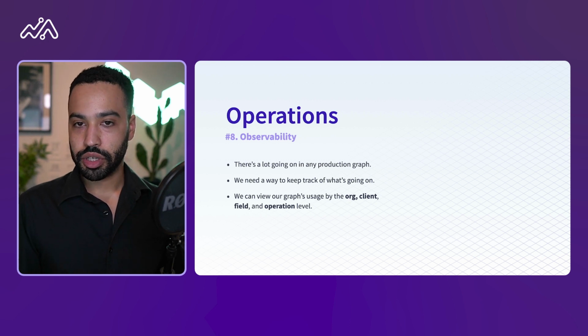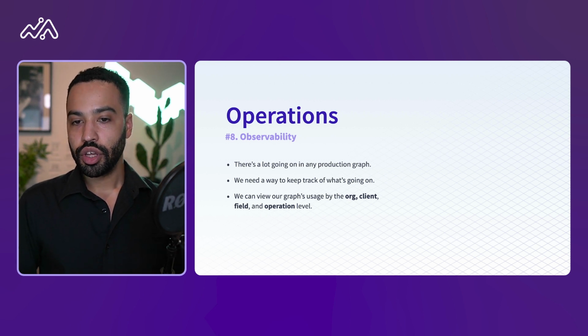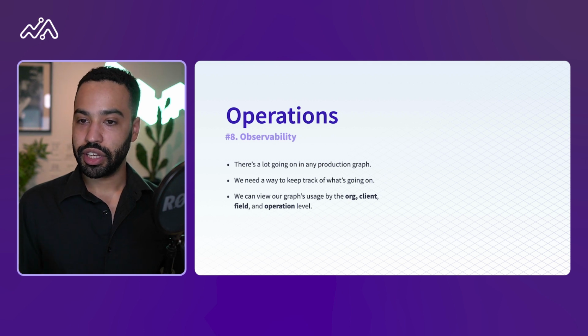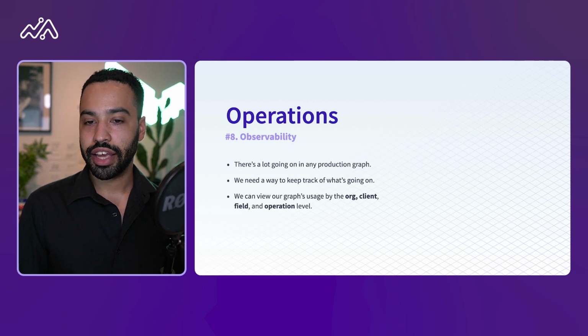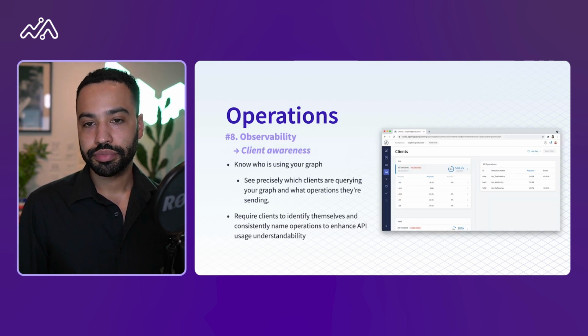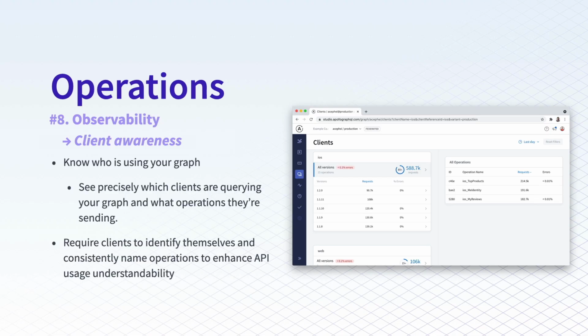Number 8 is about observability. At any point in time, there's a lot going on with our graph. From the gateway to the subgraph resolvers to the data sources and beyond, we need a way to keep track of what's going on, especially if there's performance issues. We can make use of observability in Apollo Studio to investigate our graph's usage at the org, client, field, and operation level. Client awareness is a feature that lets you view operation metrics split per client, helping you understand how each one interacts with your graph.